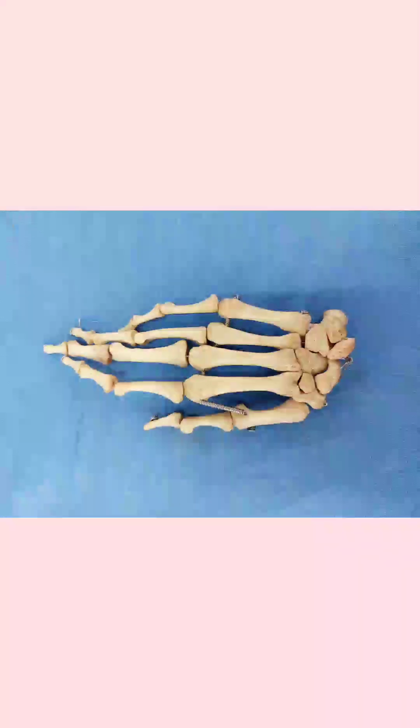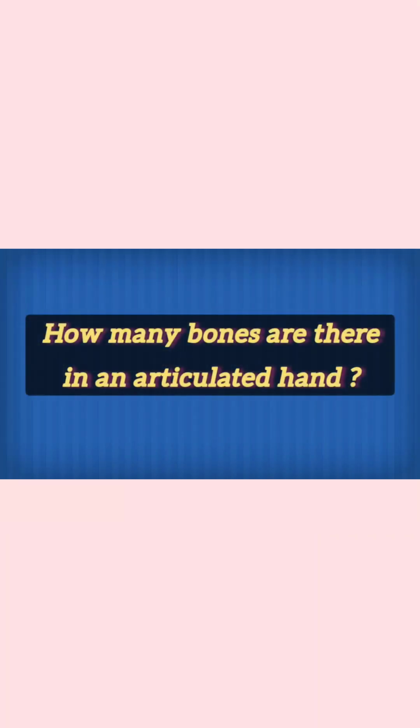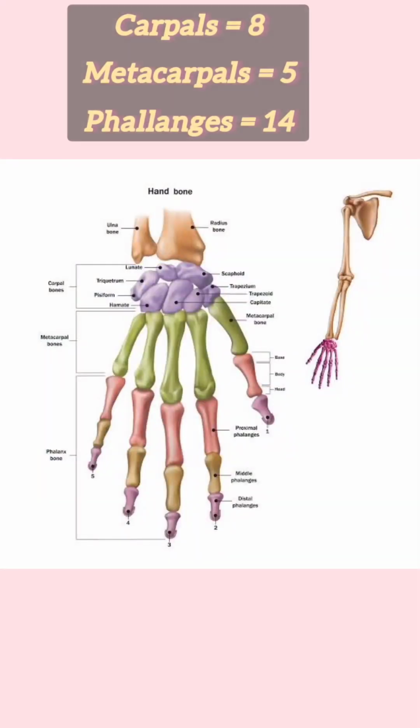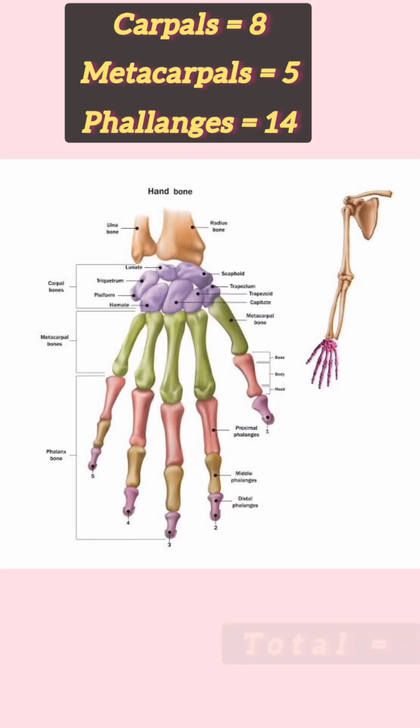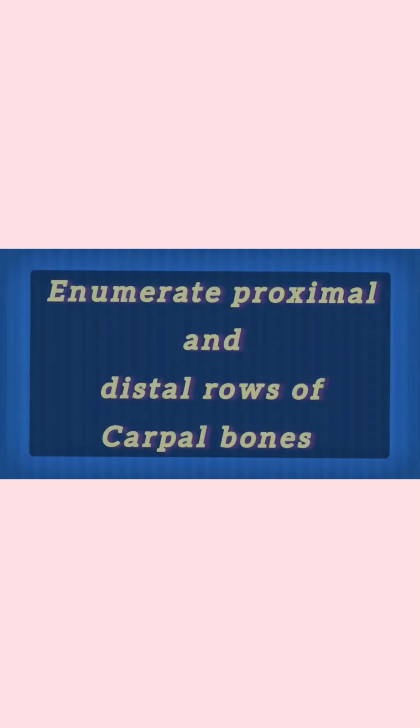In the examination, you may face some questions on the bones of the hand, and these questions may be asked in the oral and practical examination, and also in the theory. So, let us discuss one by one. First of all, the question is, how many bones are there in an articulated hand? The answer is very simple. There are 8 carpal bones, 5 metacarpals and 14 phalanges, together 27.